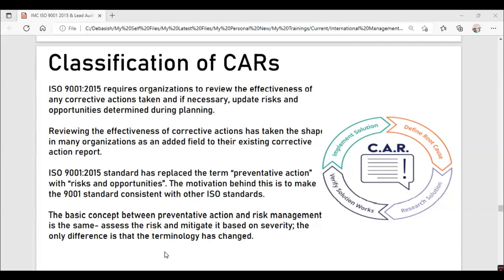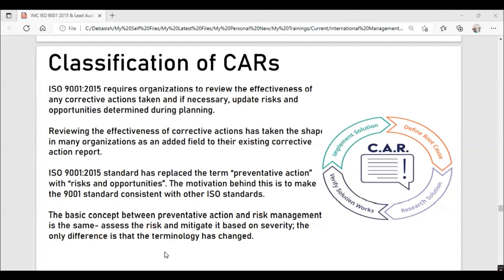ISO 9001-2015 requires organizations to review the effectiveness of any corrective actions taken and, if necessary, update risks and opportunities determined during planning. Reviewing the effectiveness of corrective actions has taken shape in many organizations as an added field to their existing corrective action.